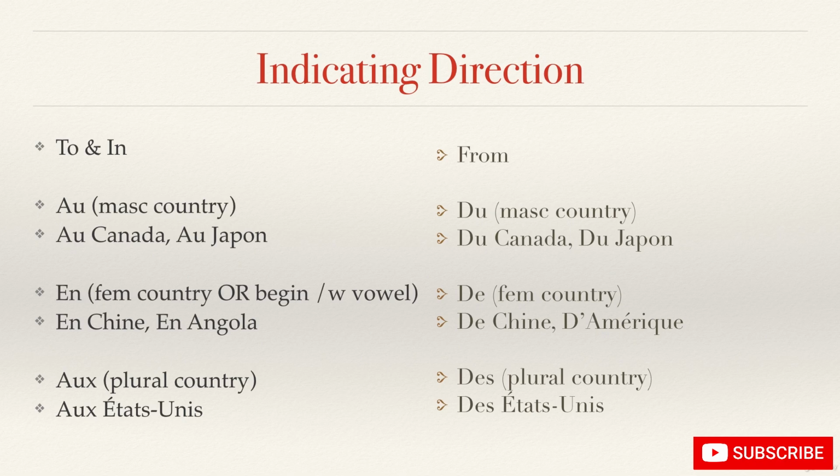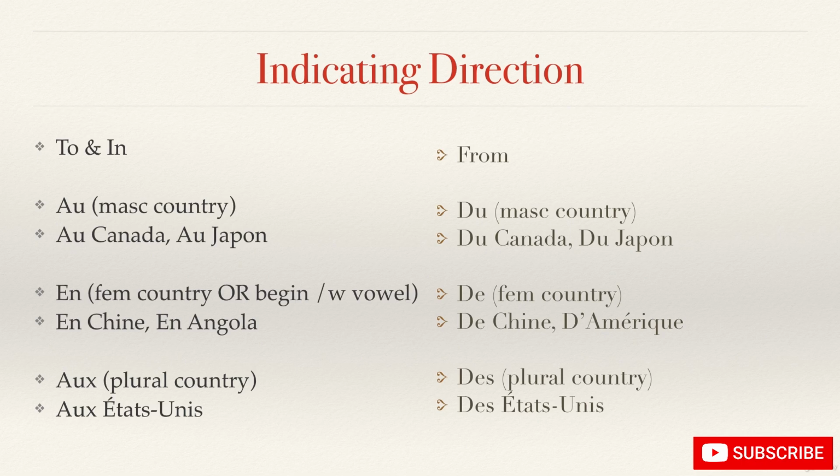And then we have Angola, which is a masculine country because it doesn't end in an E, we know that. But because it begins with a vowel, we use en. So en Angola, in Angola. Finally, with plural countries, we use aux, which is pronounced as O, but when it comes before a vowel, you make the Z sound. So here we have aux États-Unis, but remembering back to the word for the Netherlands, we would say aux Pays-Bas. Okay, so that would mean to the United States or in the United States or to the Netherlands or in the Netherlands.